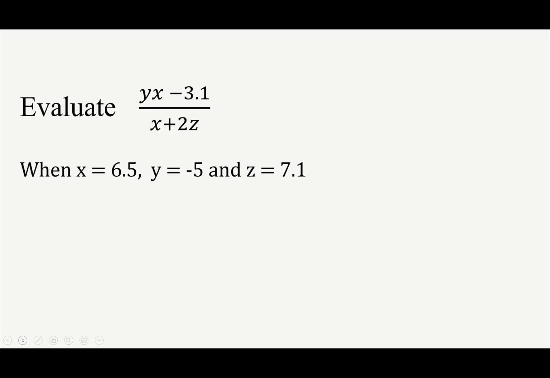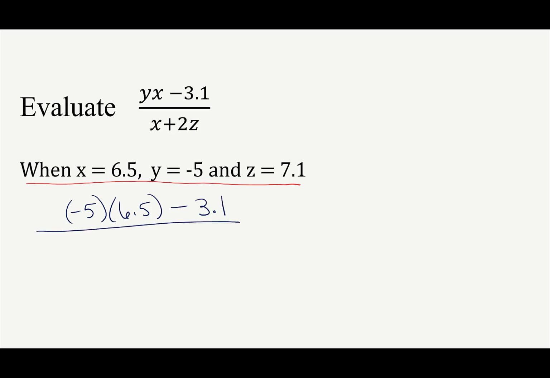We are going to evaluate the expression y times z minus 3.1 over x plus 2z, and then here are the values for x, y, and z. And so our substitution will look like negative 5 times 6.5 minus 3.1 over 6.5 plus 2 times 7.1. It's best when you're working with a fraction like this to first work out the numerator and then work out the denominator, and then we can convert the final answer to a decimal. Across the numerator, I want you to multiply -5 times 6.5 and then subtract 3.1.